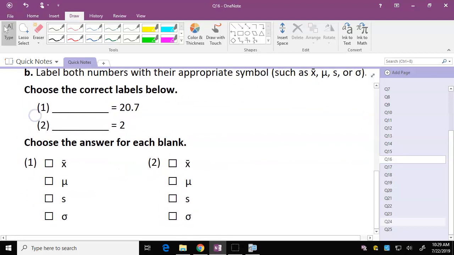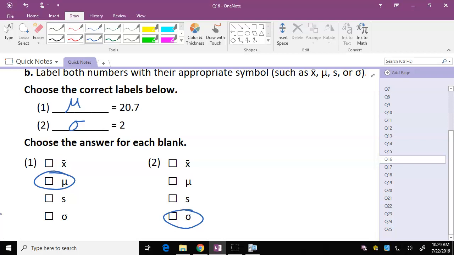So what symbol would you use for the 20.7? They said it was the mean, and it's a parameter. Mu. That's that guy. Mu. And then what symbol would you use for the standard deviation of 2? Yeah, the little circle with a little tail on the end. Sigma. Greek letters is what you wanted to use for this because it's all about parameters. Okay? Everyone good on 16? Cool.